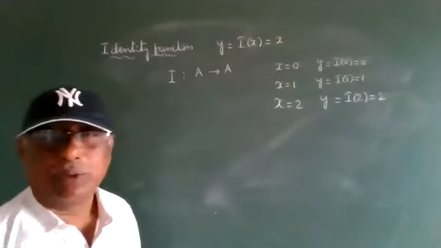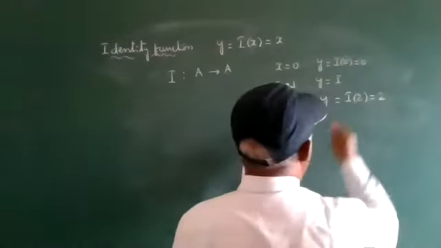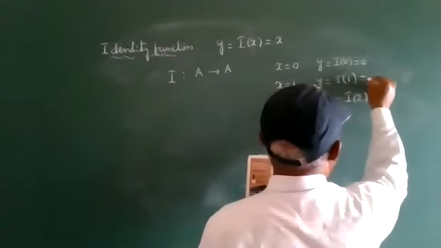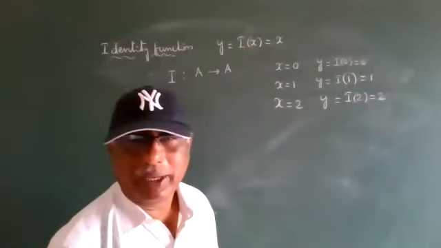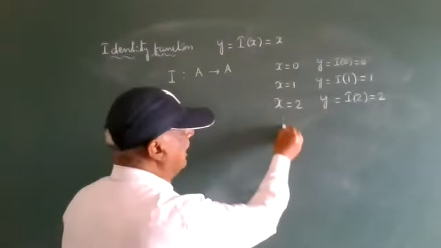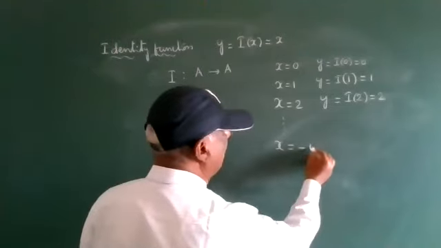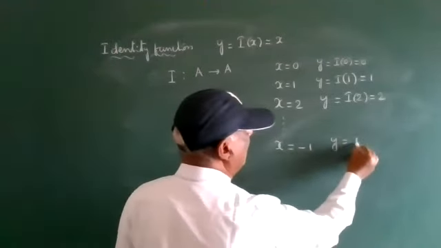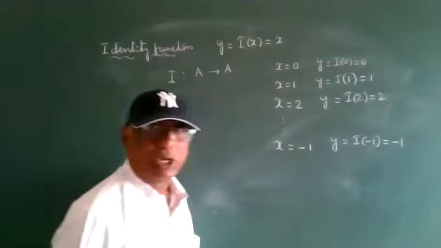Okay? Same 2 only. Here also I of 1 is equal to the same 1 only. I of 0 is the same 0 only. Is it clear, everyone? Similarly, for all the values, x is equal to -1, y is equal to I of -1, the same -1. No change.